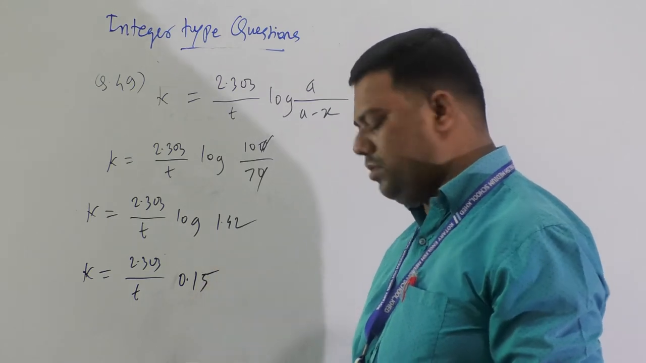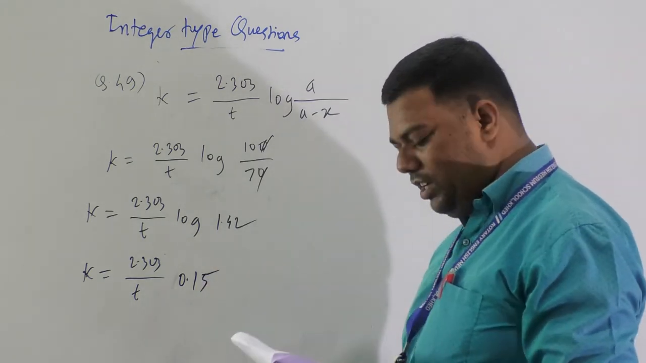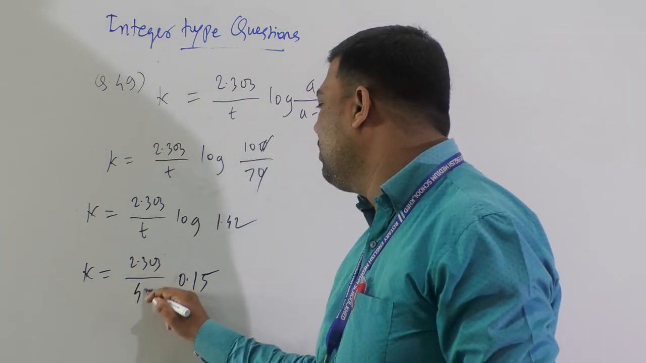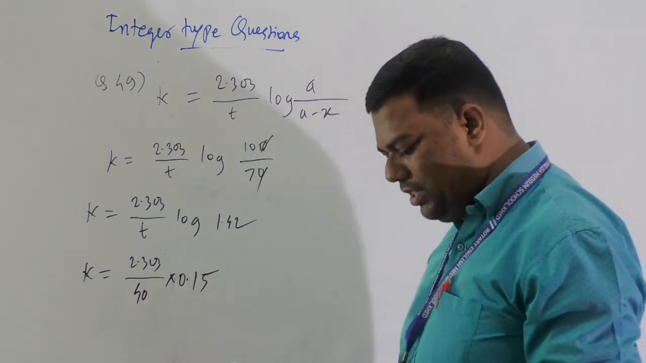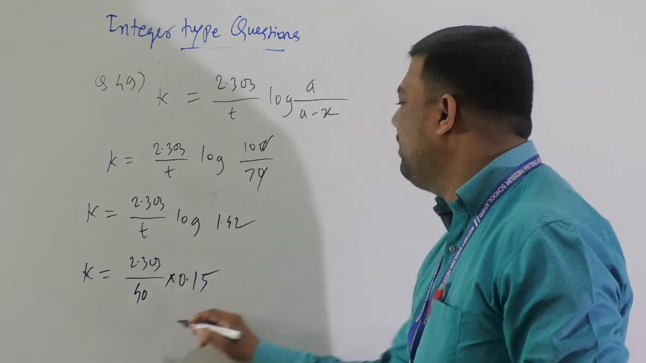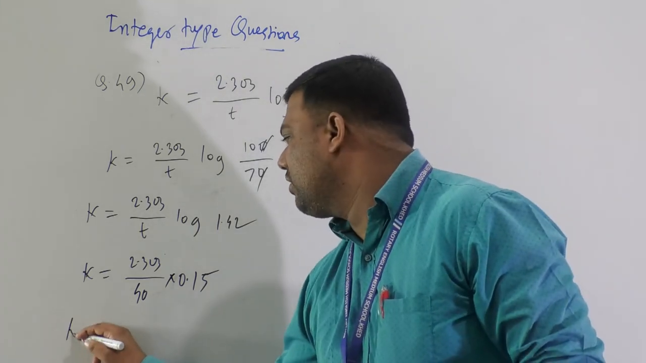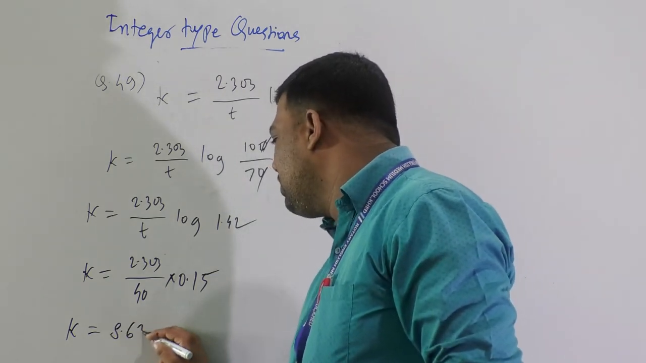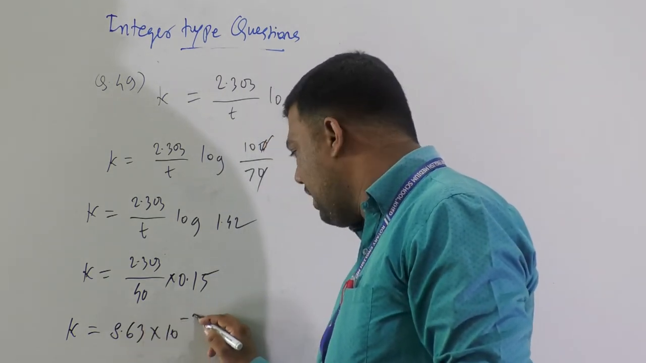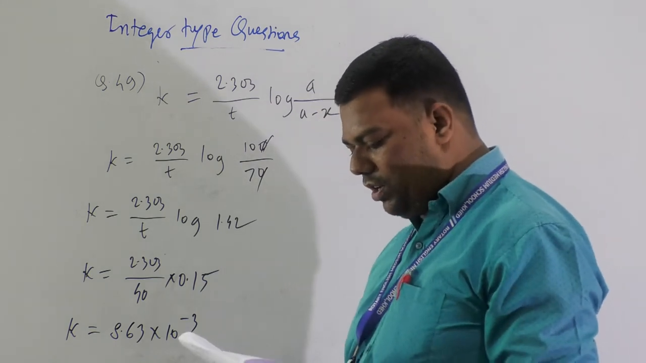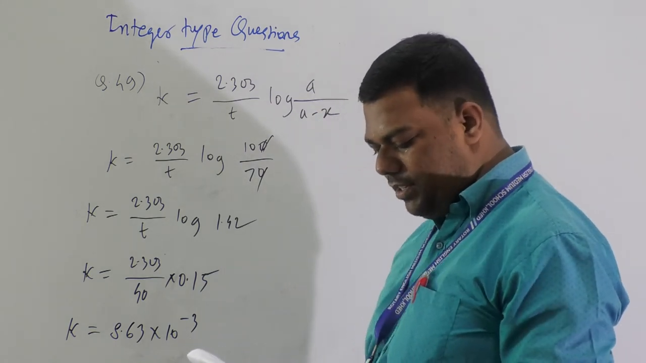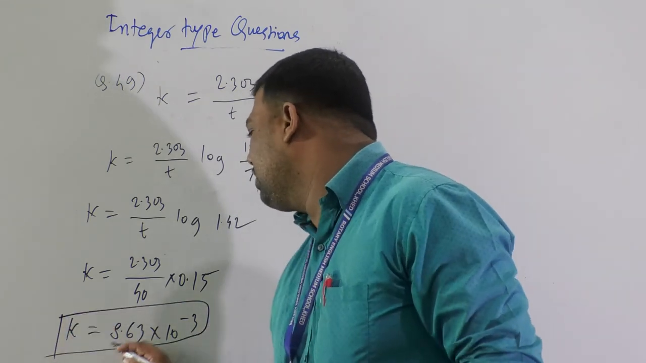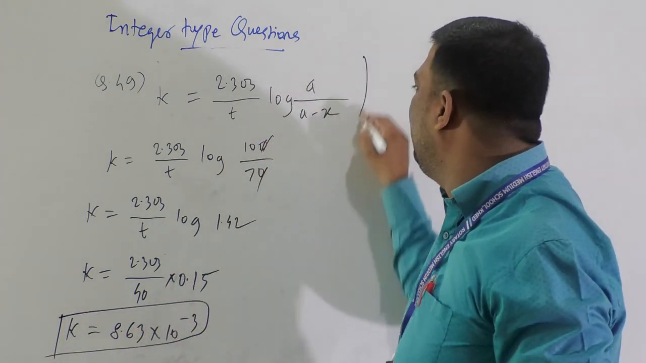Log 1.42 is about 0.15. T they gave here as 40, so you can write that. After solving this, you will get K, that is 8.63 into 10 raised to minus 3. K is equal to 8.63 into 10 raised to minus 3, after solving this.